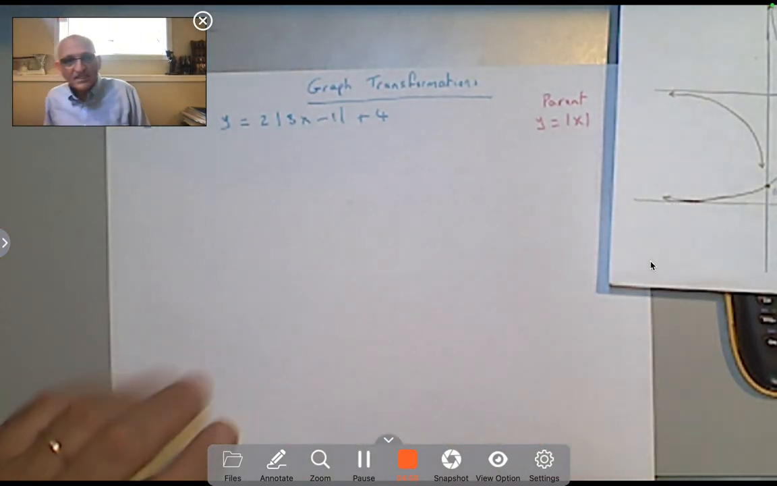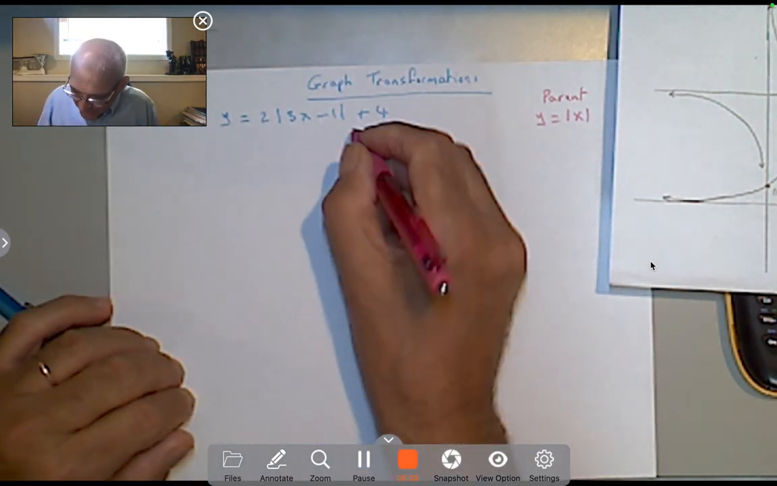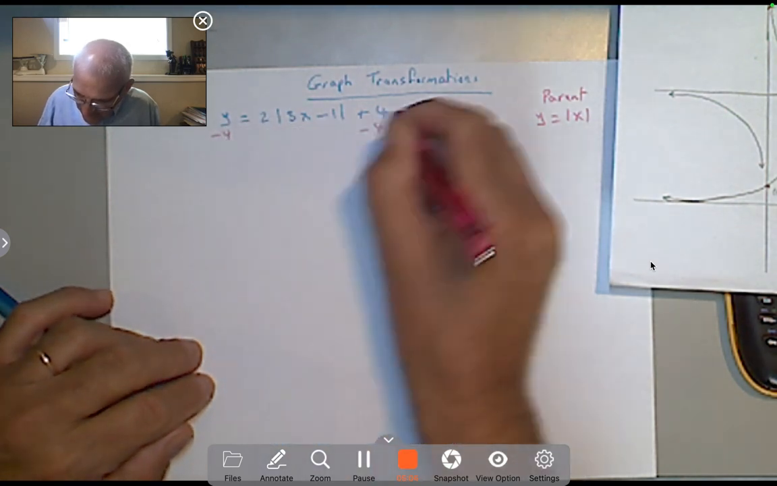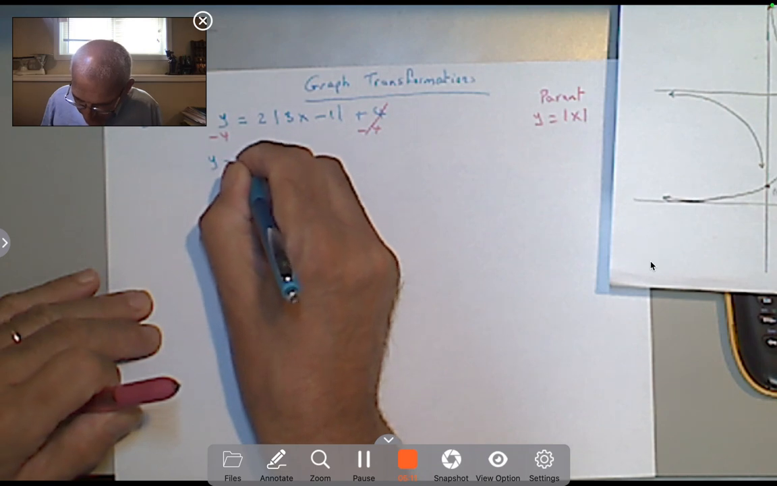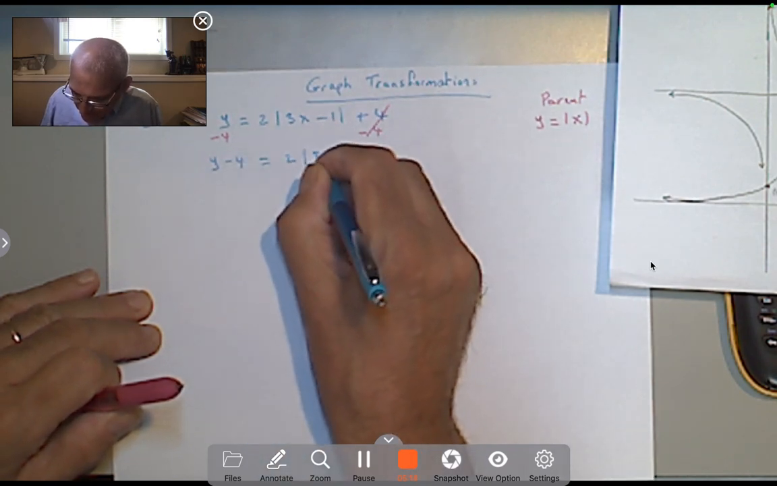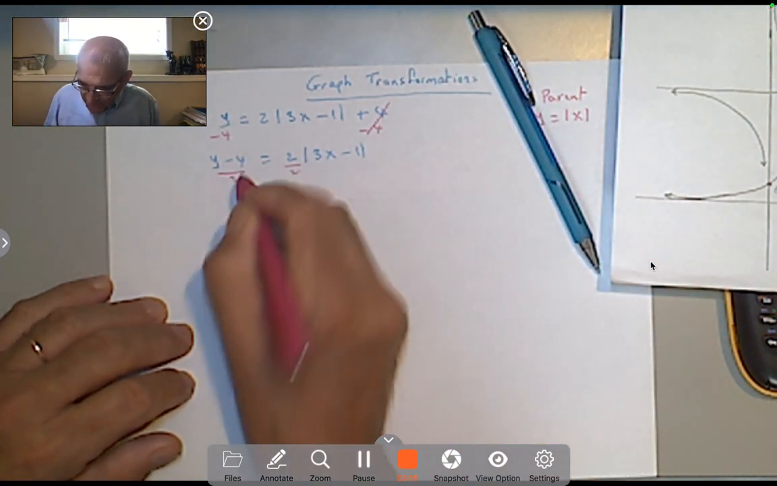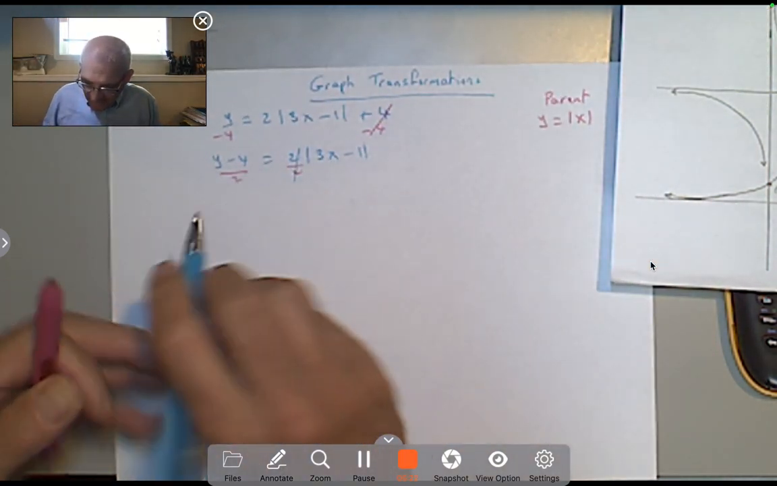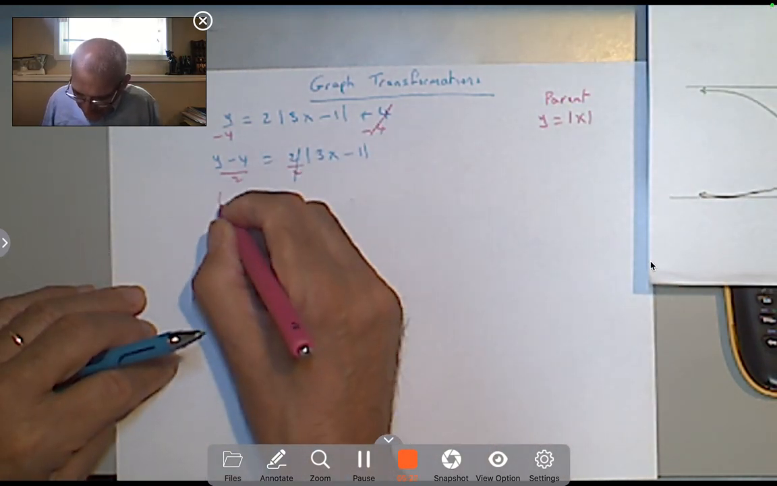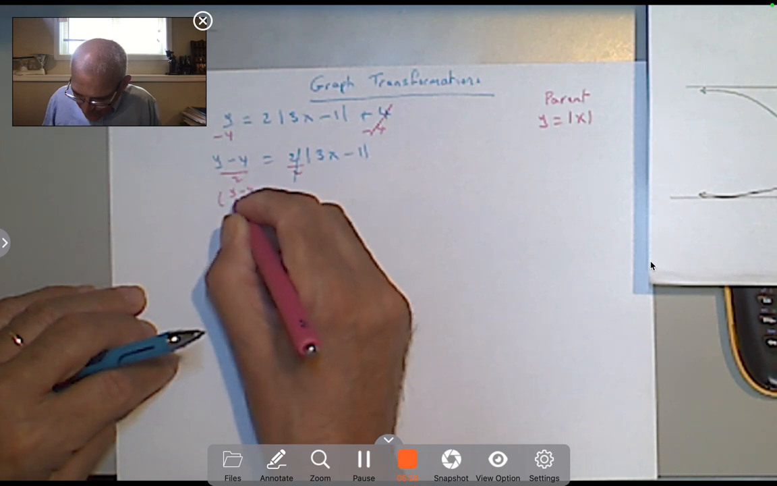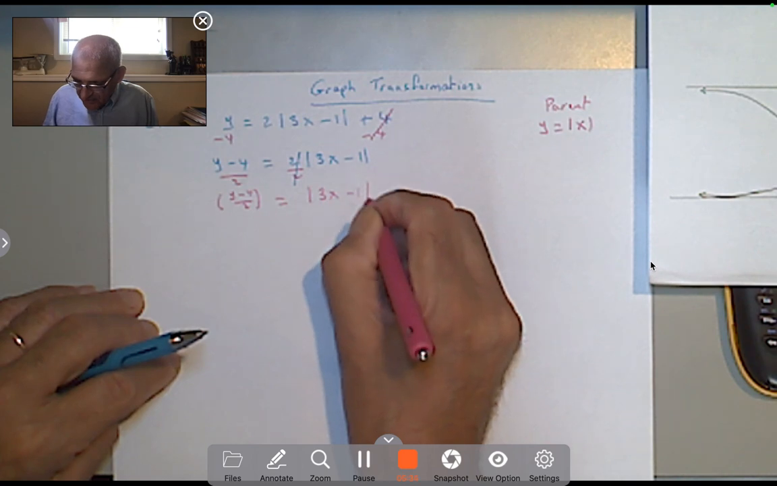Now, if we follow the same logic we did before, I just need the absolute value on the right-hand side. So I have to subtract 4 from both sides. And that gives me y minus 4 equals 2 times this absolute value of 3x minus 1. And then I'm going to divide both sides by 2. And end up having, remember I put them between parentheses, I don't need to use parentheses with the absolute value, but this is y minus 4 over 2 equals absolute value of 3x minus 1.